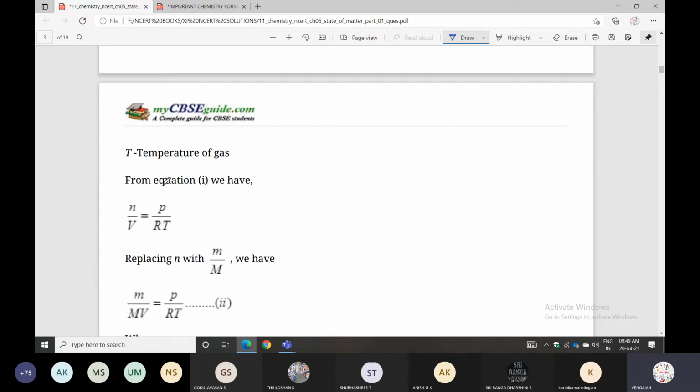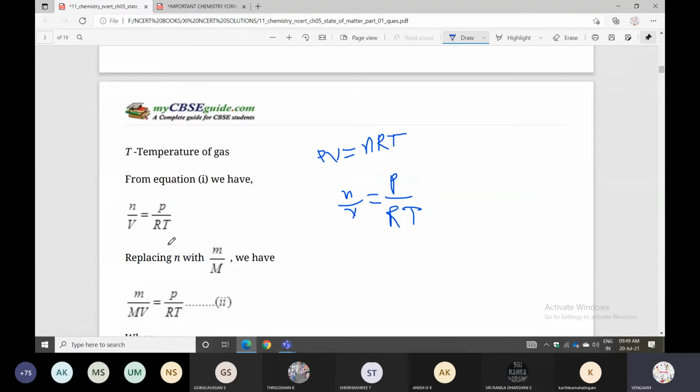From equation 1, what can we write? Equation 1 is PV equals nRT. So we can write n by V equals P by RT. The RT can be brought to this side and V to that side, no problem. Both are the same. Okay?